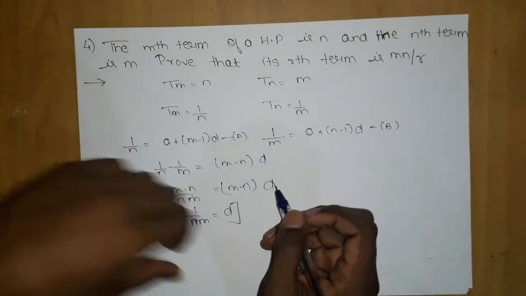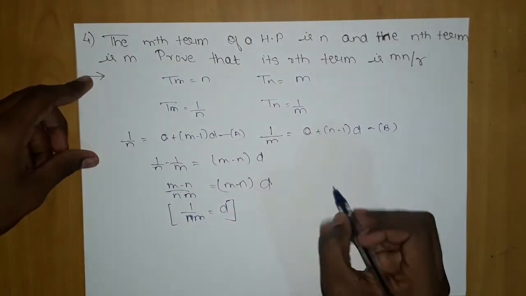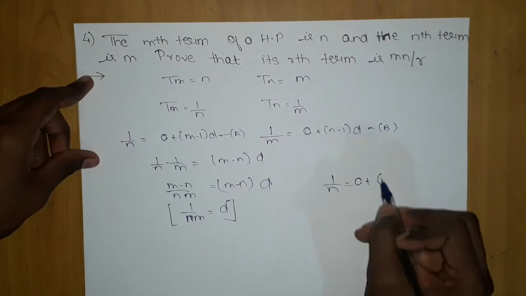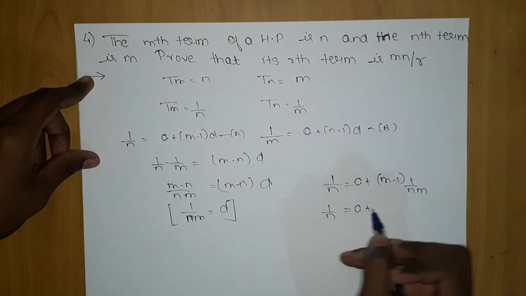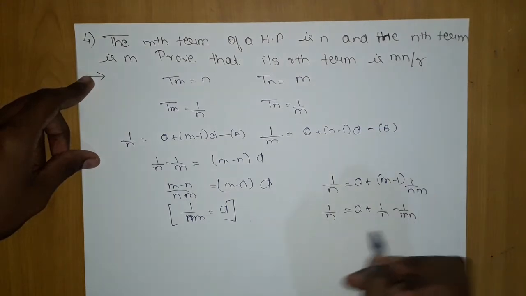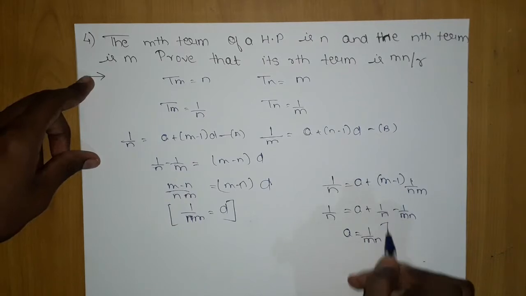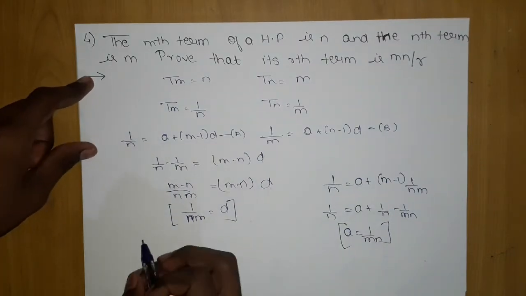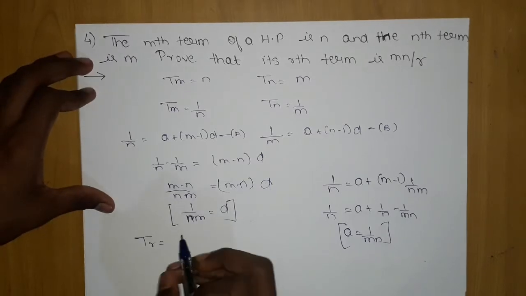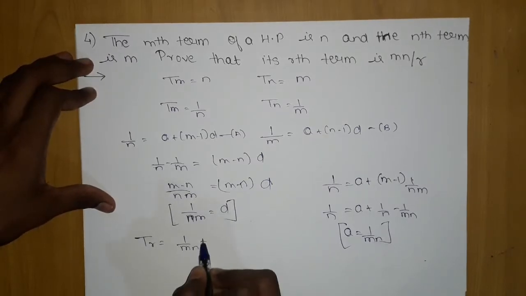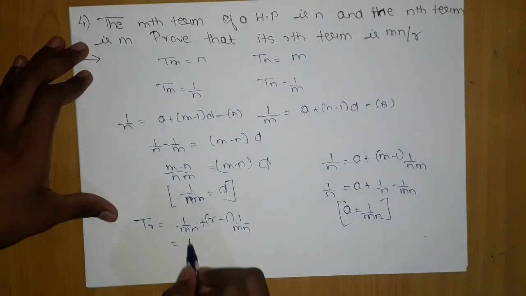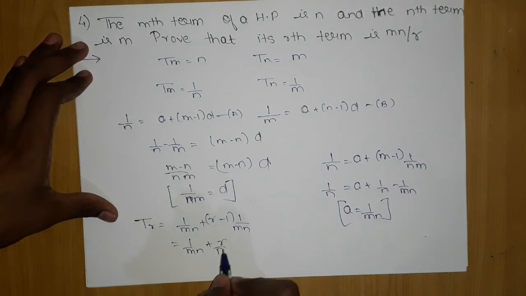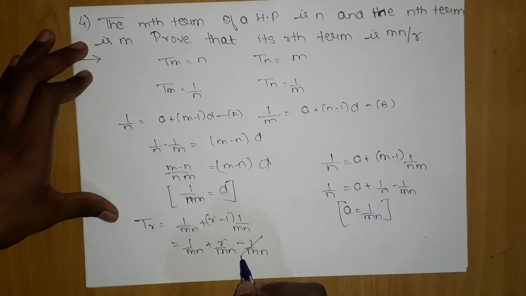Now we can substitute it and get a. If I substitute it here, what do I have? 1 upon n is a plus m minus 1 into 1 upon nm, which gives me a plus 1 upon n minus 1 upon nm, which is nothing but a equals 1 upon mn. So we got our a and we got our d. Now can we find the term? Tr will be what? a, 1 upon mn, plus r minus 1 into d, which is 1 upon m into n. Which is nothing but r upon m into n minus 1 upon m into n. So these two will cancel out, giving me r upon mn, the rth term in AP.